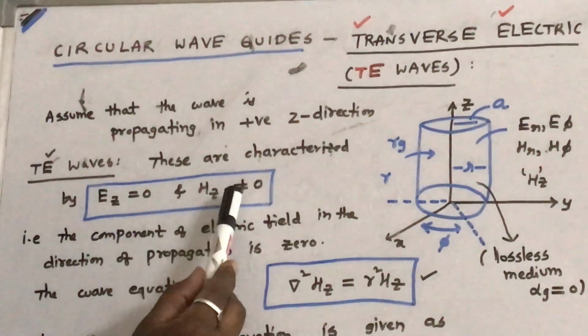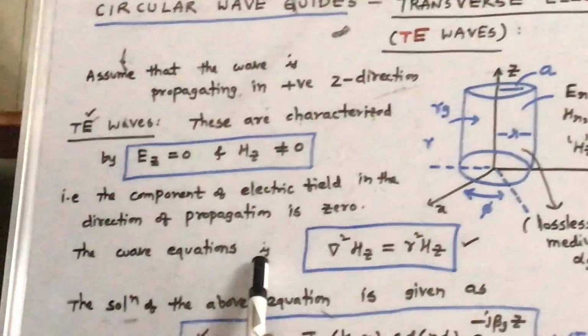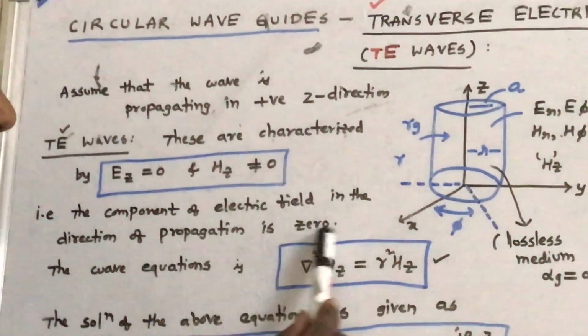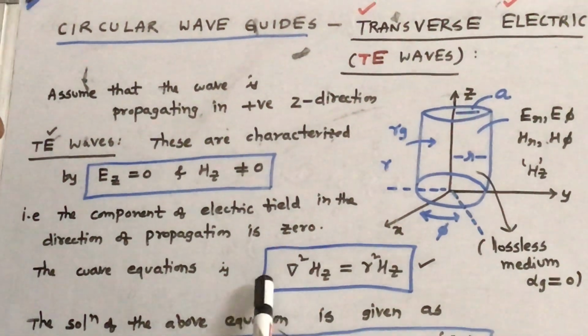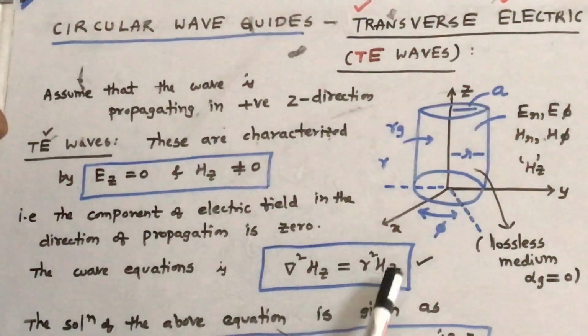So what is the wave equation? Since Hz is not equal to 0, the wave equation is del square Hz is equal to gamma square Hz. We have derived the solution for this partial differential equation, which is also called the Helmholtz equation.